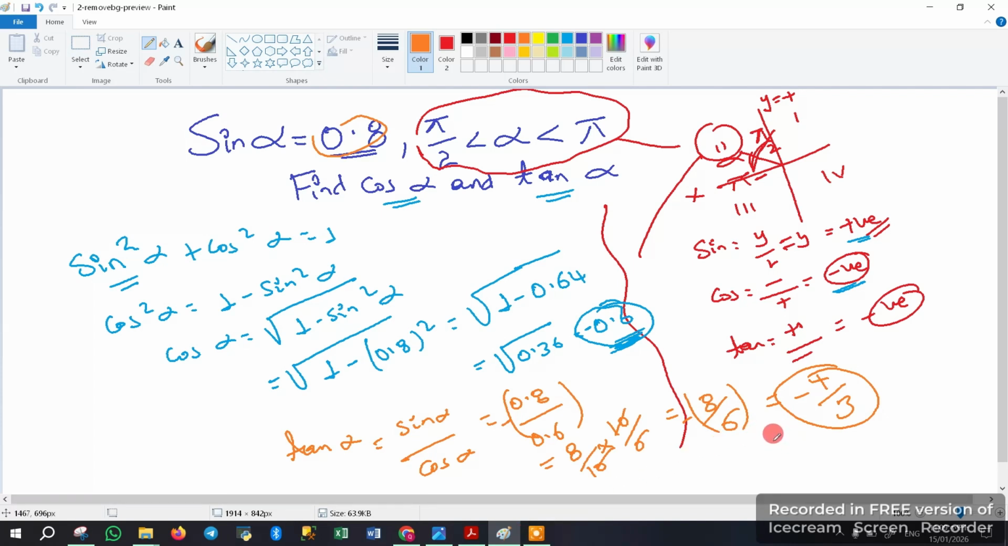This is the tan value. So you can use this formula to define the sine, the cosine and the tan value within this interval. Thank you.